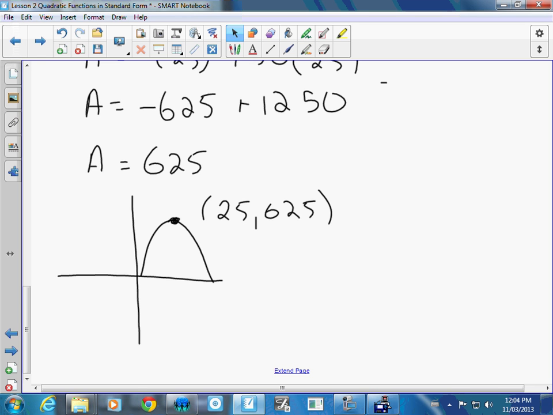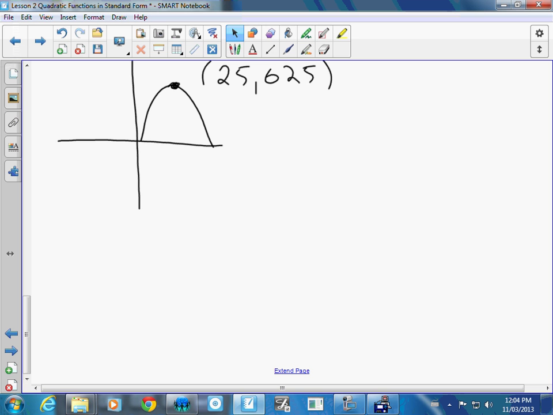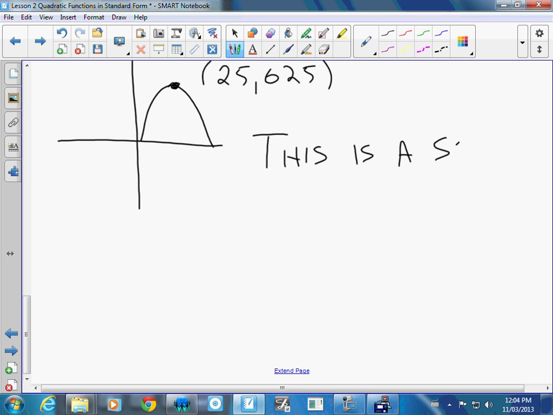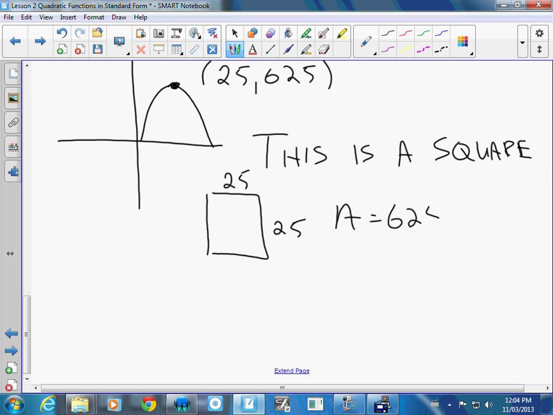Okay, so basically, let's write something down. This is a square. If we draw it out, it's 25 by 25, and the area is 625 meters squared.